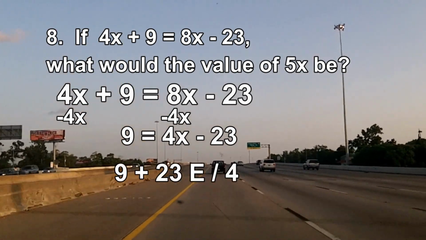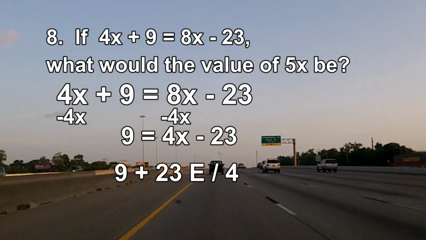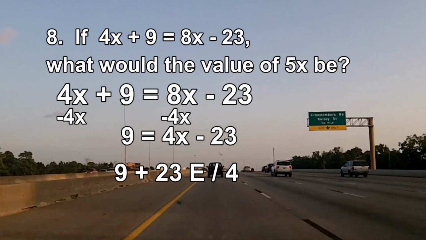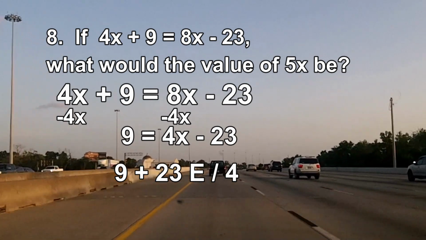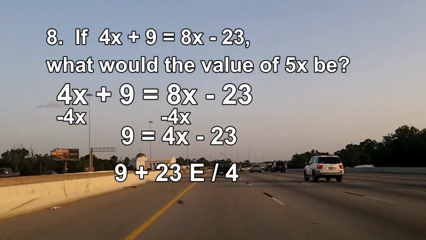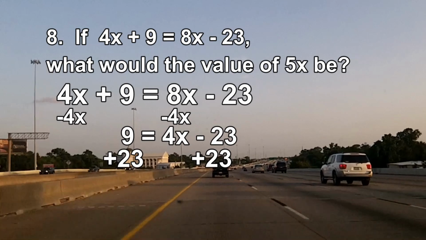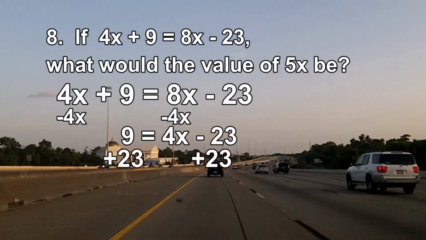Remember, when you get the equation in this form, you can keystroke your calculator. Start with a 9, move the negative 23 over by adding 23, hit enter, and divide by the coefficient of 4. To do this by hand, we'll add 23 to both sides.